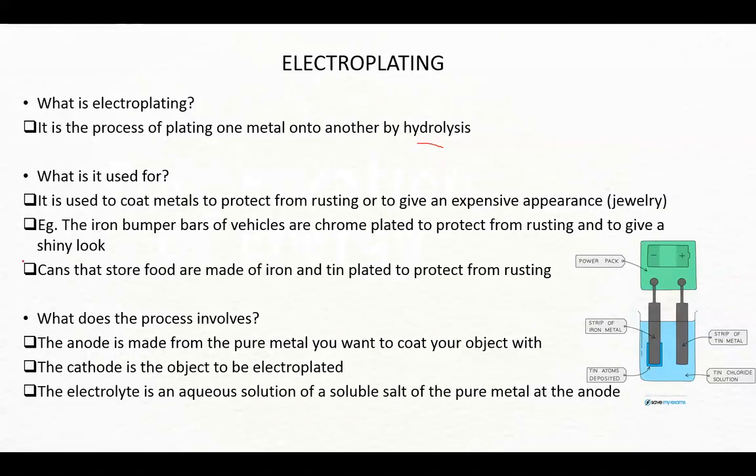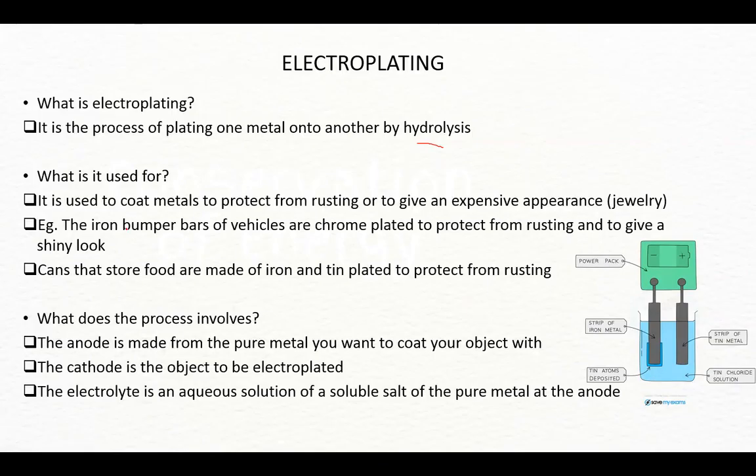What is it used for? Well, it's used to coat metals to protect from rusting or to give an expensive appearance. So, you have a gold plated chain, right? But the base of the chain, or the material the chain is made from, is not gold, but it's just plated. So you have a thin layer of gold that was electroplated on the surface of the material.